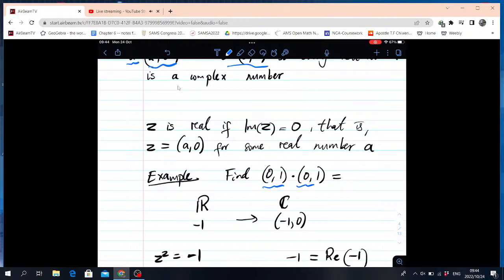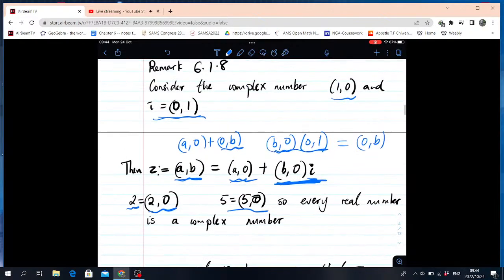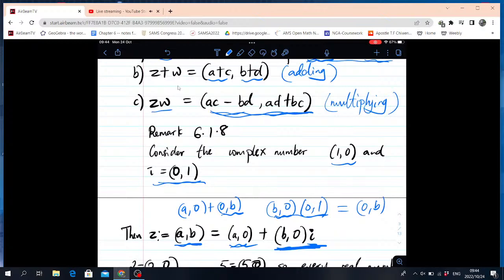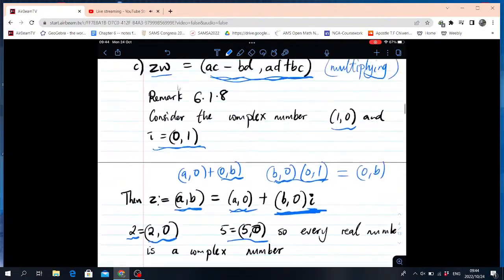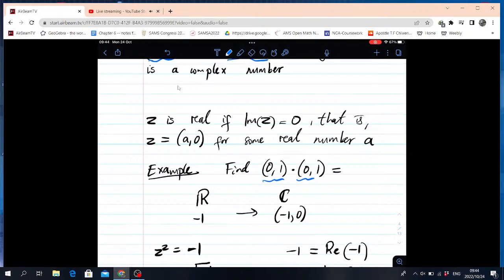And if you do the calculation there, you'll see that (0, 1) times (0, 1), if you use our multiplication notation, (AC minus BD, AD plus BC), you'll see that this becomes (-1, 0). You can verify this. It's not a difficult calculation to do. So if you think of this as A, B and C, D, and you use the formula that we have been given, we get that.